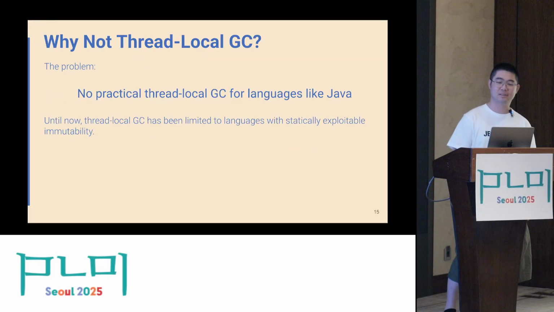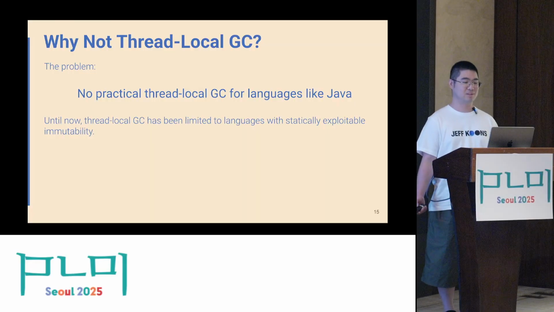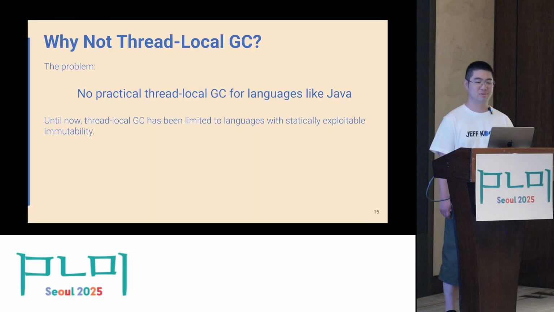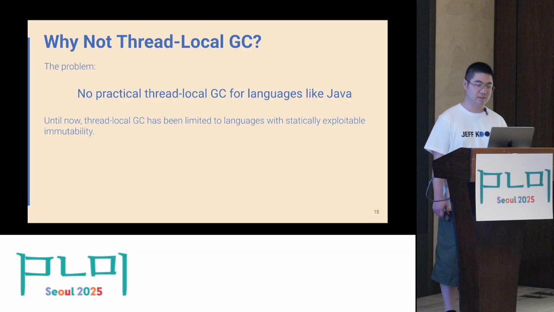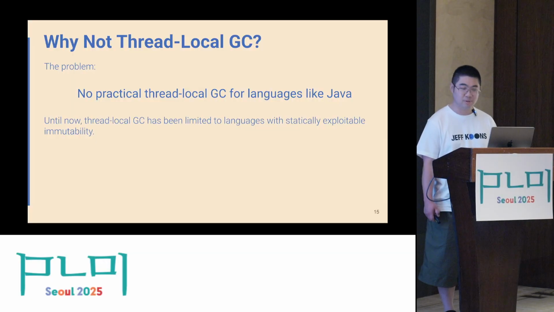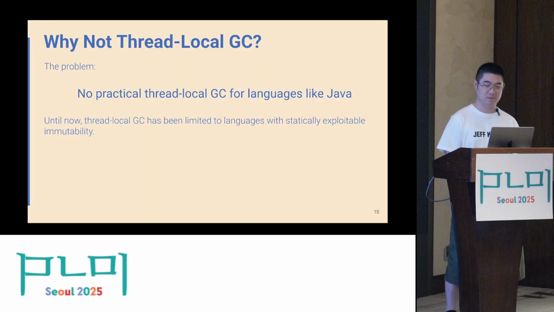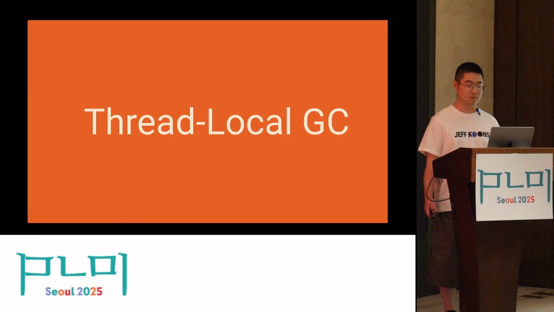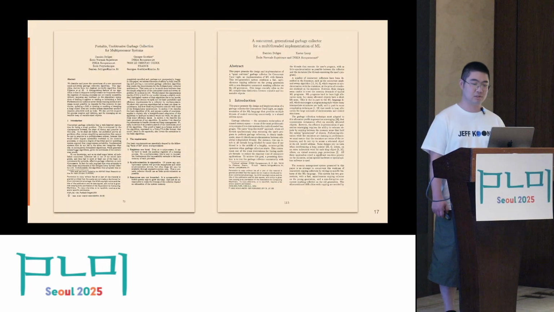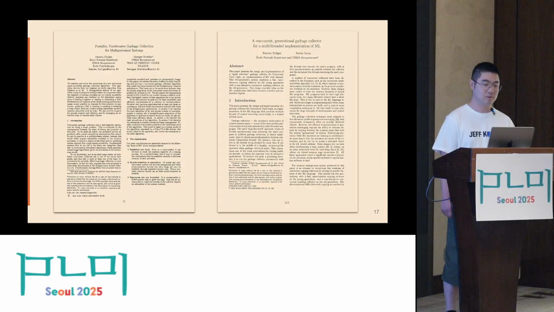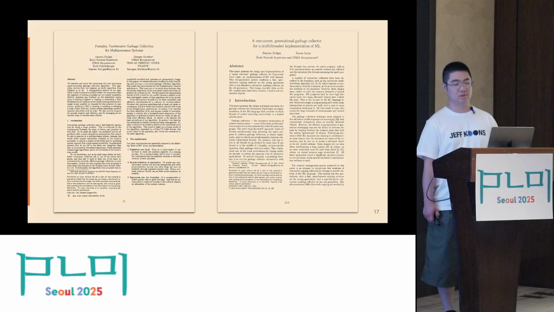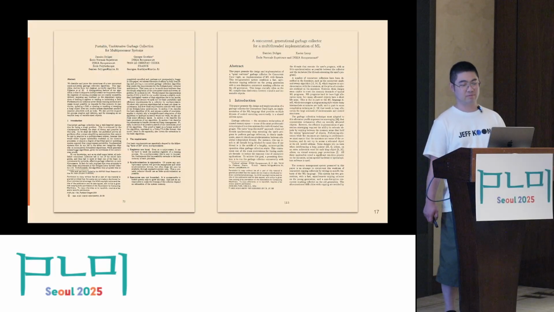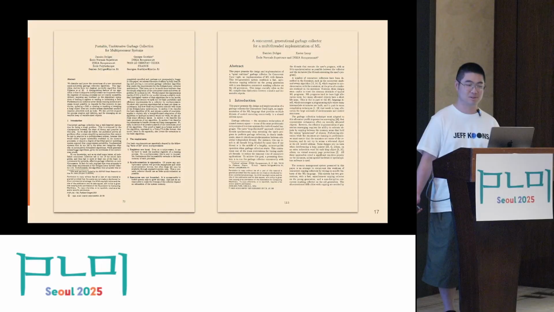But why has no one done this before? Well, because there's no practical thread local GC for languages like Java. Until now, thread local GC has been limited to languages with statically exploitable immutability. I'll get onto this later, but now let's briefly look at thread local GC. These are the two papers from PLDI'25, which first designed and implemented a thread local GC for the functional language ML. They were very old papers, published about 30 years ago.